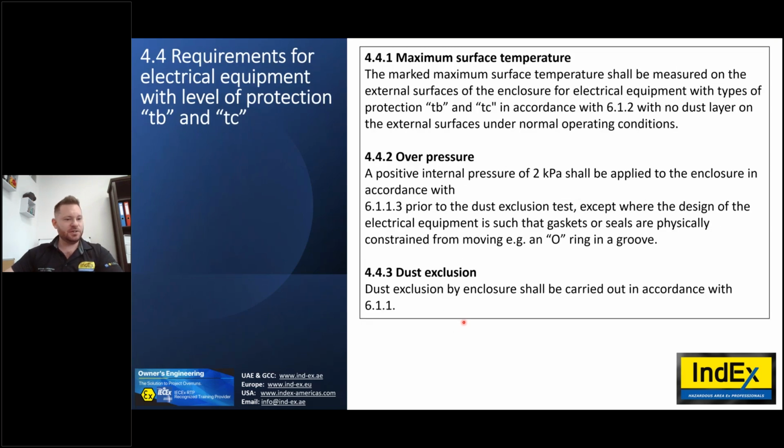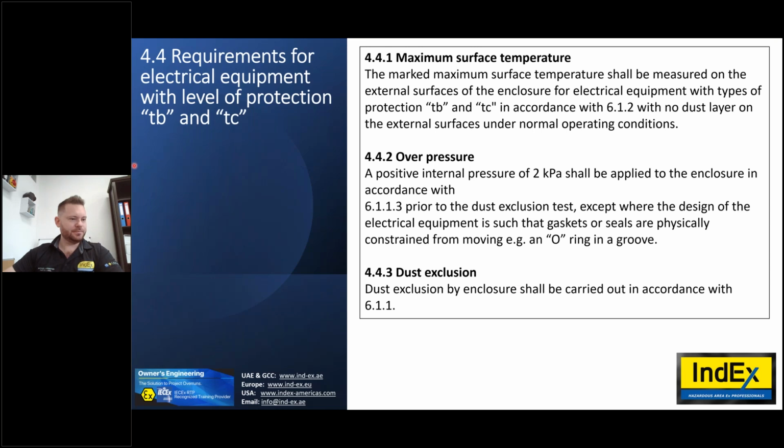Now, when we consider EXTB and TC, the marking, once again, shall be the maximum surface temperature it can go up to, while they also must meet the requirements for testing of 612, with no dust layer on the external surface under normal operating conditions. The internal pressure of 2 kPa will be applied in accordance with the testing requirement, where there will typically also be an O-ring in a groove. Dust exclusion test will also be done.